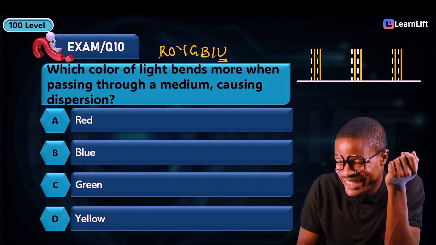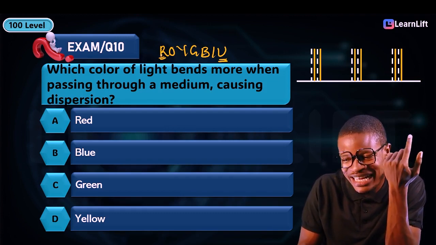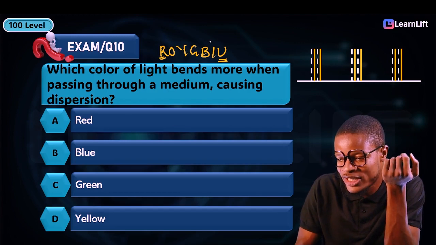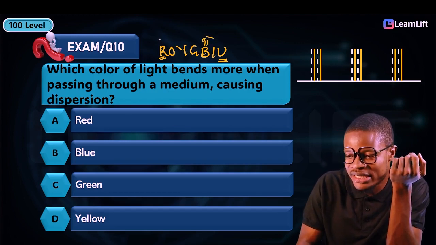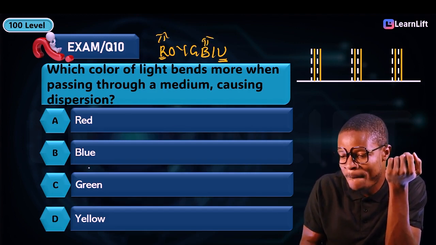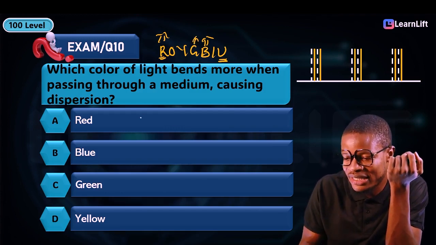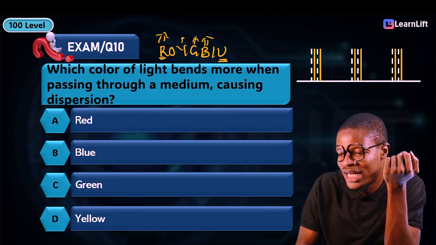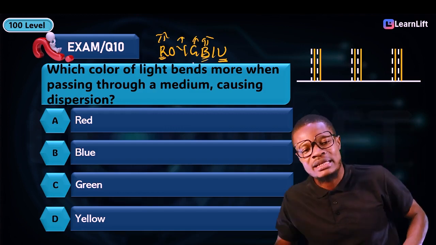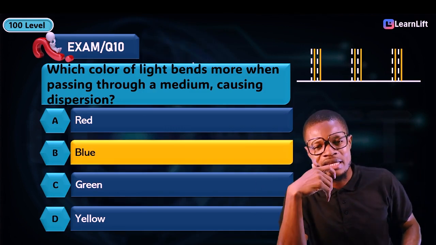Now, is it red? Okay, red cannot be blue. This is blue, yeah. This is red, yeah. Only you will choose it now. Green, this is your green, yeah. Of course, blue will bend more than green. And then yellow, no. What's the answer? Blue becomes the correct answer. So that makes option B the correct answer to this question.